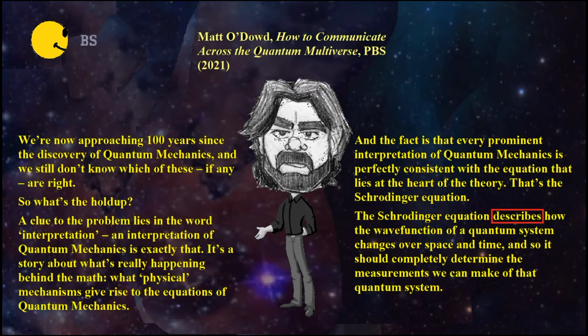Well, an equation can only describe it. We're not talking about a description, we're asking for an explanation. So this guy went off on a tangent to left field. He says he wants to know the physical mechanism, and then he talks about a description: the Schrodinger equation describes how the wave function of a quantum system changes over space and time, and so it should completely determine the measurements we can make of that quantum system. He's not talking about a theory. A theory is an explanation. A theory is not a description, which is what Mr. O'Dowd is referring to. So again, to this day, they don't have an explanation.